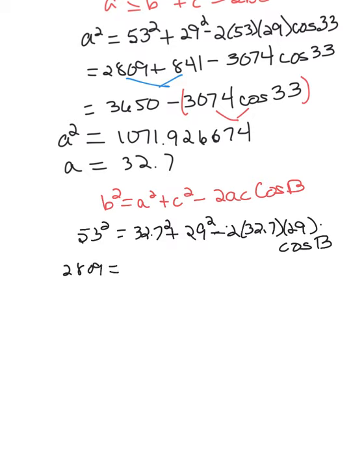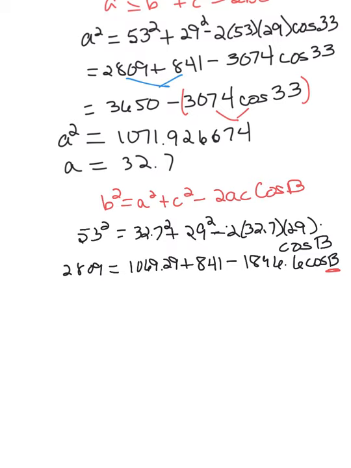32.7 squared is 1069.29. 29 squared is 841. Minus, take 2 times the 32.7 times the 29, you will get 1896.6 times the cosine of B. We are solving for B. That means that we need to get the cosine of B by itself.